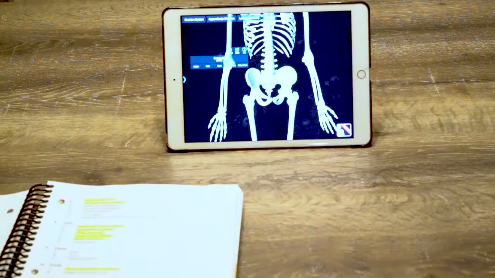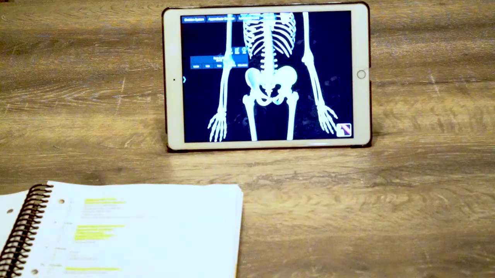All right, so last week we went over the upper appendicular skeleton. So this week we're going to go over the lower appendicular skeleton. And remember, this is your legs and everything that your legs are attached to, which includes your pelvic girdle. So that's also your hip bones are part of your lower appendicular skeleton.